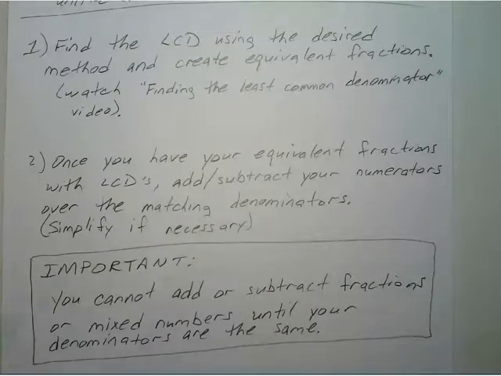Very, very important: you cannot add or subtract your fractions or mixed numbers until your denominators are the same. Your denominators have to be the same before you add or subtract your fractions. If you're still writing this down, by all means, feel free to press pause and get all of this down. But we're going to go ahead and move on to our first example.